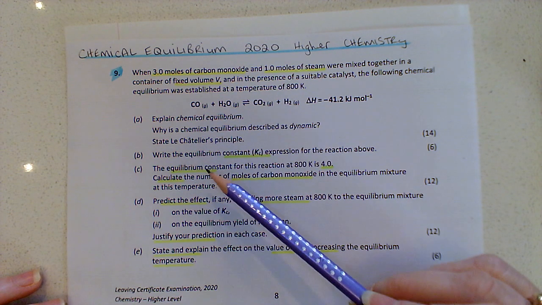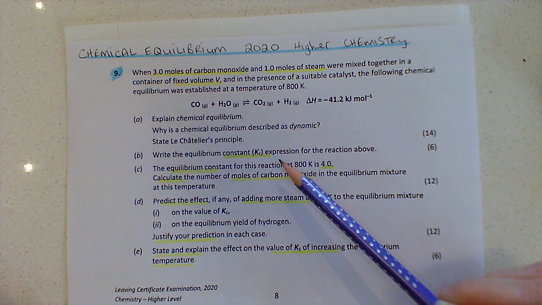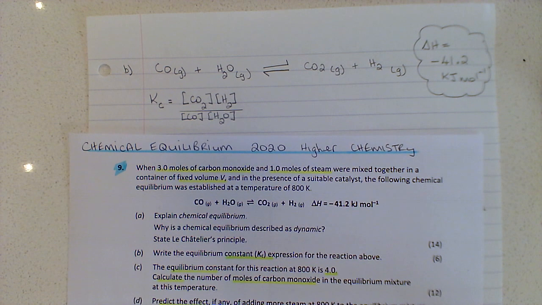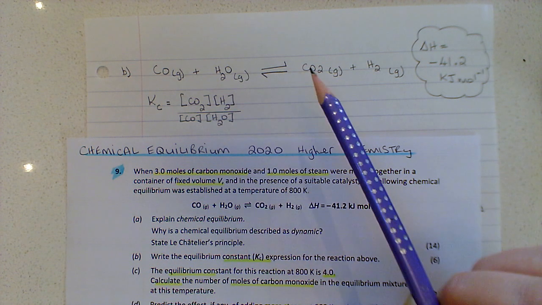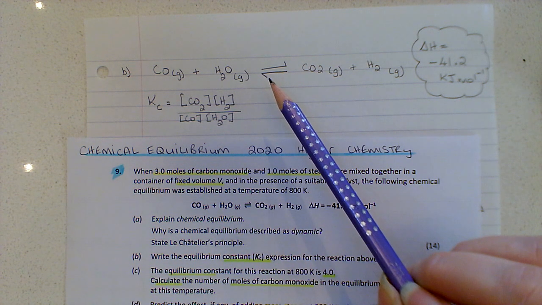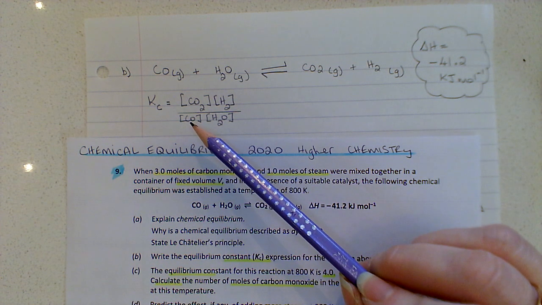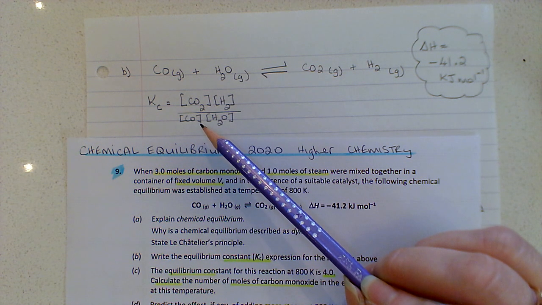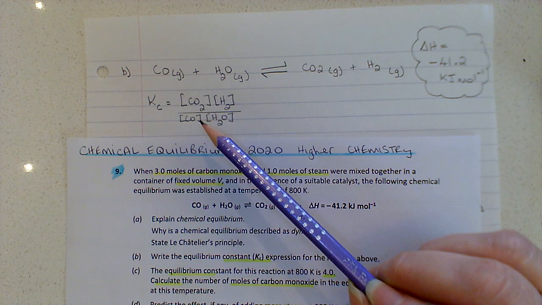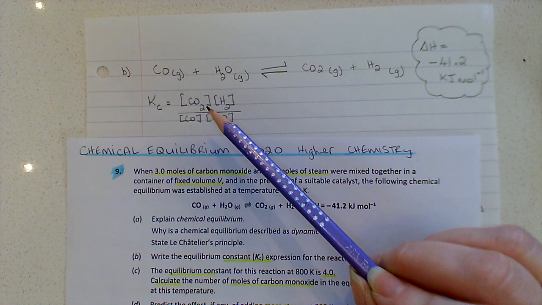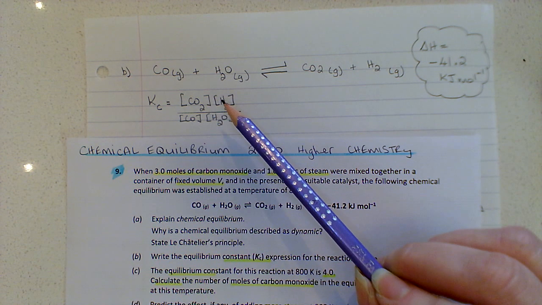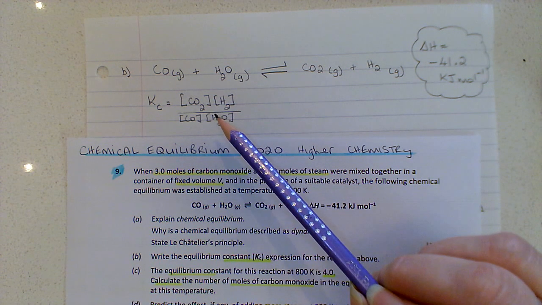In part B, you were asked to write the equilibrium constant Kc expression for the reaction above. So when you write a Kc expression, always write out the equation to which it pertains. So here we have a reversible reaction, and the Kc expression is written as the concentration of the products divided by the concentration of the reactants. So products on top, reactants on the bottom. We always use square brackets to denote concentrations, and we never put a plus sign or a negative sign. We're not adding or subtracting, it's multiplying the products on the top and the reactants on the bottom.